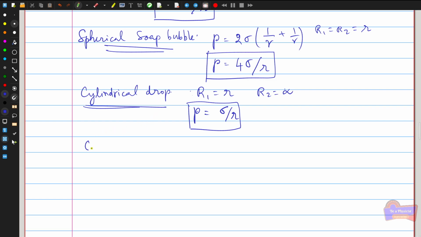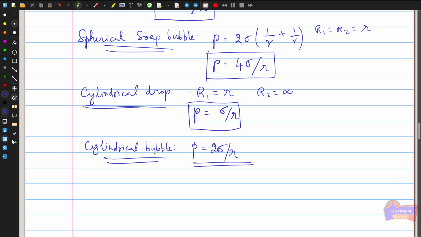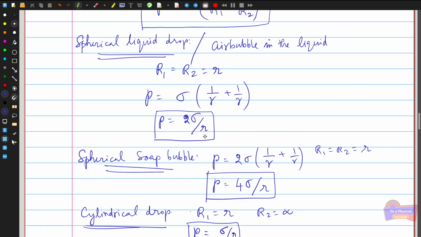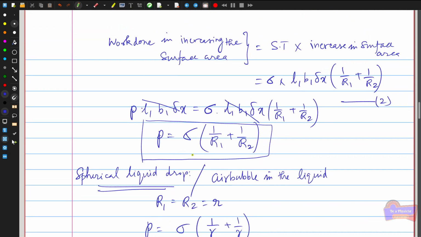Suppose you consider the cylindrical bubble. Again you have two surfaces in contact with the air, so P is equal to 2 sigma divided by r. This is the excess pressure inside the cylindrical bubble, because in this bubble you have two different surfaces in contact with the air. Therefore, using this excess pressure equation, you can easily find the excess pressure for any particular surface.